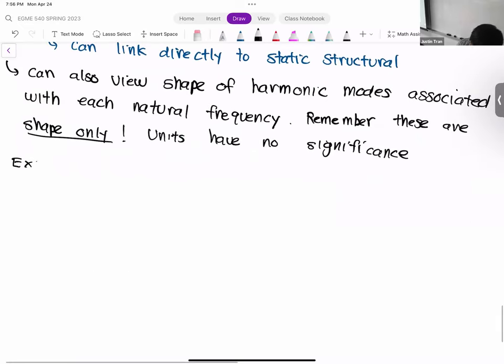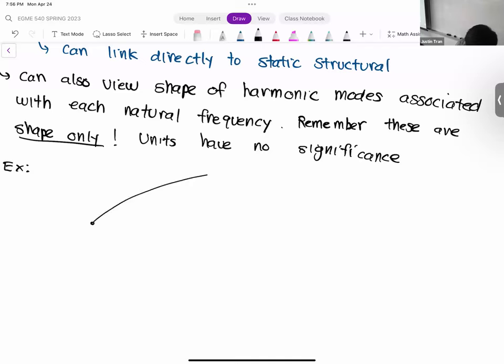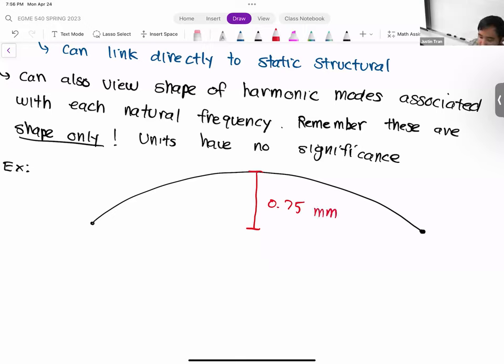For example, if we take our string, and let's say that we asked ANSYS to show us the first harmonic mode of our string. It's going to give you a plot like this, and the way ANSYS displays it, and I still don't know why it does this because it's more confusing than anything, it's going to tell you that this deformation here is something like 0.75. And for some reason, it gives you units, so it'll say 0.75 millimeters. But that 0.75 is meaningless. It doesn't mean that if you trigger resonance, you're going to get a deformation of 0.75 millimeters.